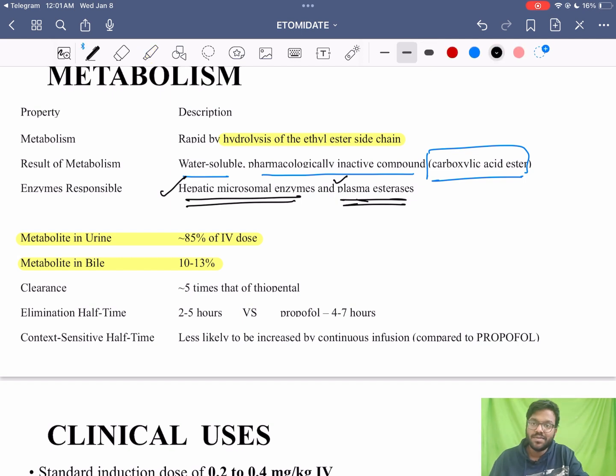The clearance is more. It is approximately 5 times that of thiopentone sodium. When we compare the elimination half time with other drugs, the normal elimination half time of ETOMIDATE is 2 to 5 hours, and that of propofol is 4 to 7 hours. So it has a low elimination half time.